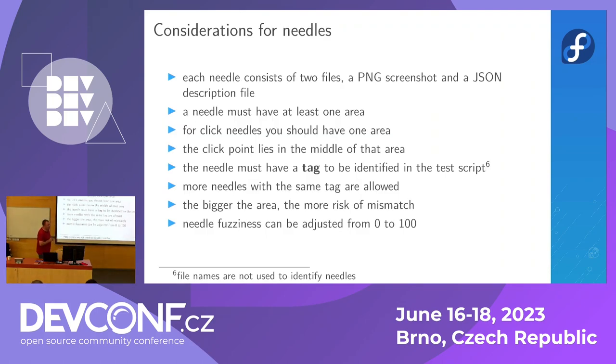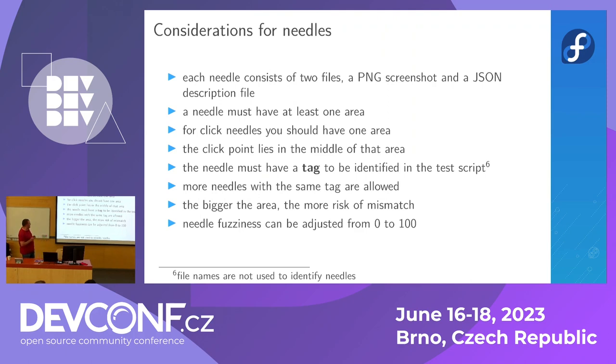When we think about needles, each consists of two files: the PNG screenshot and a JSON description file. A needle must have at least one area. If it should be a clickable needle, then it should have just one area, and the click point lies in the middle of that area. The needle also needs a tag, because it is looked up according to the tag. You can have more needles with the same tag. The bigger the area, the more risk of mismatch.